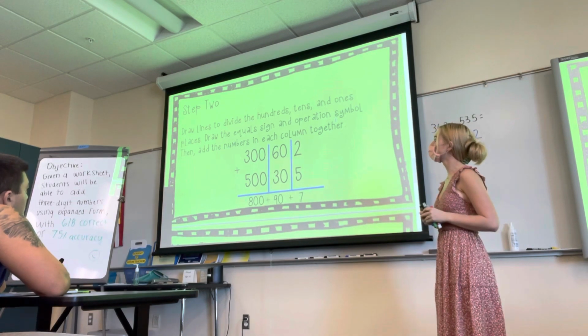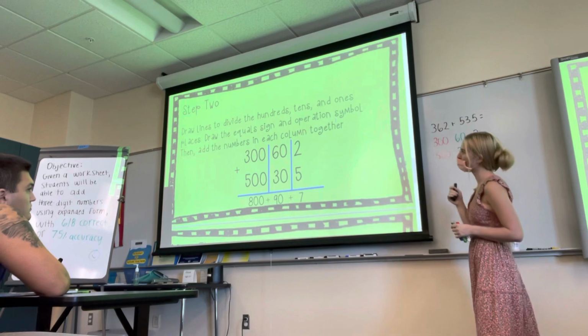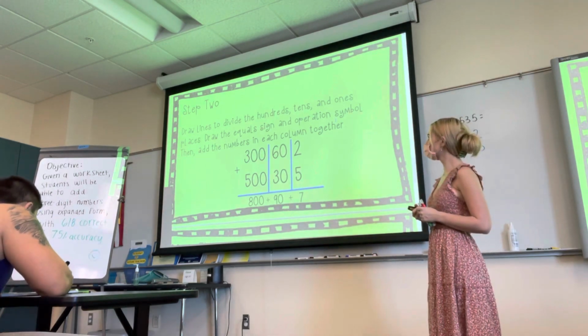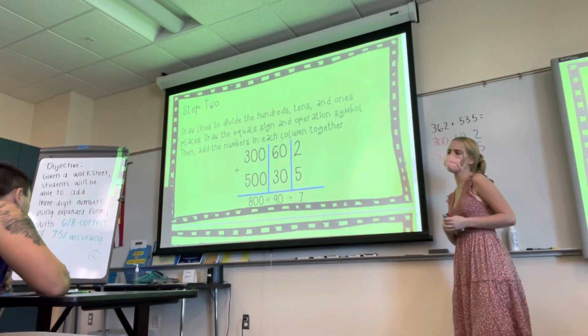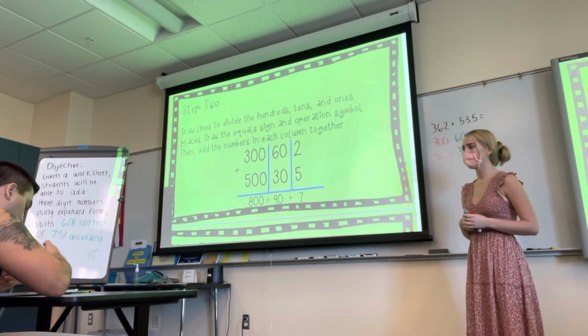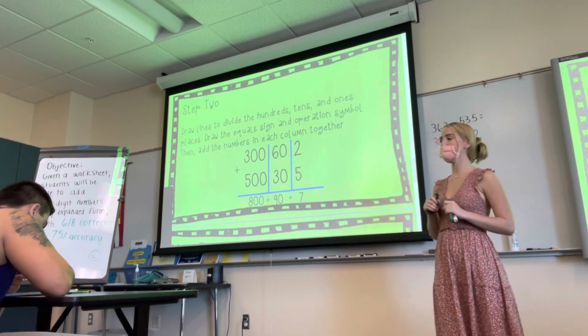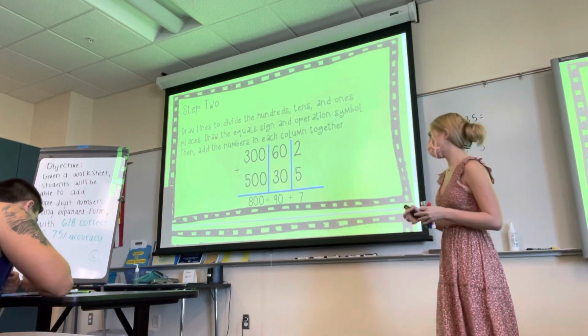Step 2, draw lines to divide the hundreds, tens, and ones. Draw the equal sign and the operation symbol. What is our operation symbol going to be today? Joseph? The addition sign. The addition or the plus sign because we are adding. Then add the numbers in each column together.